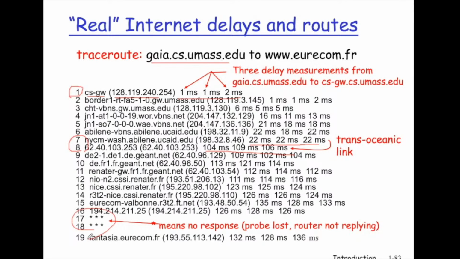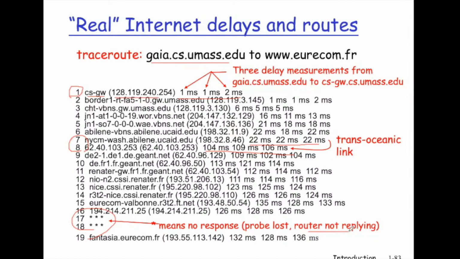A little bit more interesting is also hop 17 and 18. You see stars. That means the routers are not responding. It could be because the probing messages are lost or the replying messages are lost. But it's more likely that the routers are on, but the routers turn off replying to these probing messages.